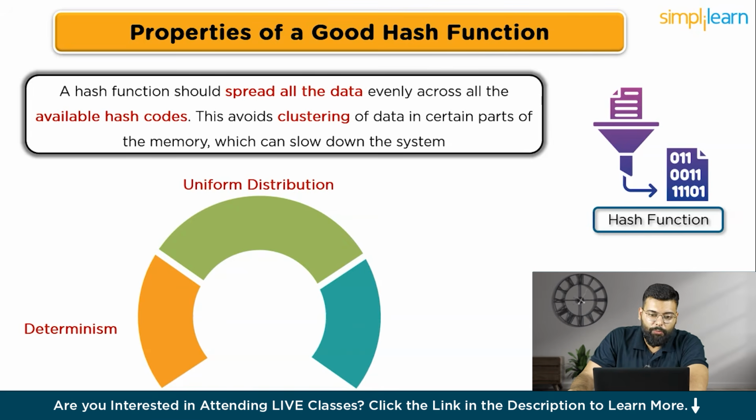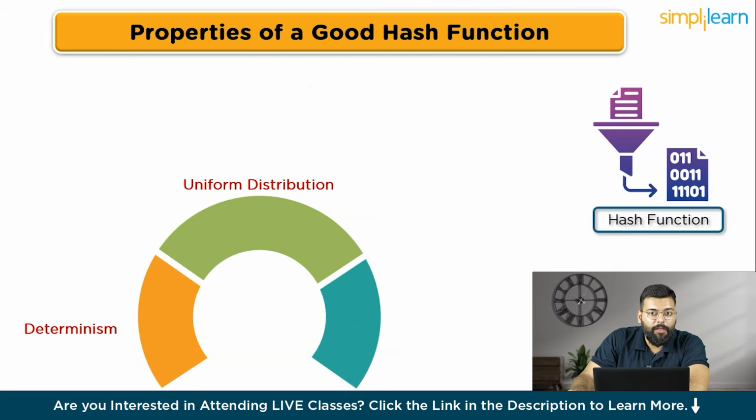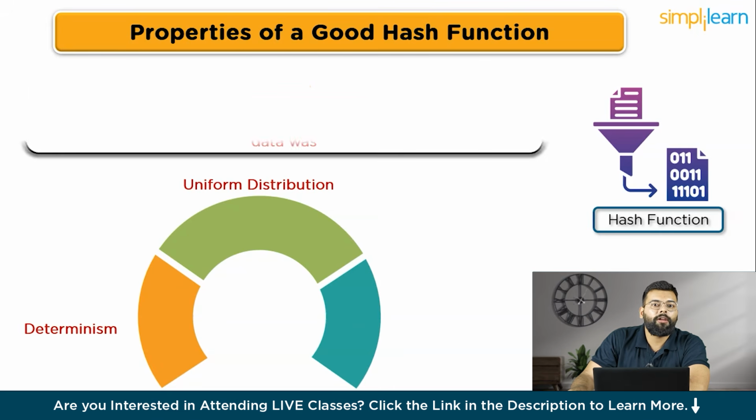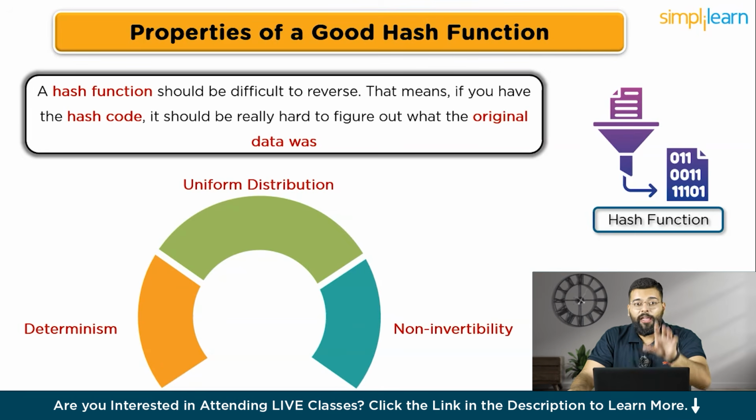Now coming to the next property, that is non-invertibility, that is one-way function. A hash function should be difficult to reverse. That means if you have the hash code, it should be really hard to figure out what the original data was. This is especially important for securing sensitive information like passwords. So now we have understood the properties of a good hash function.